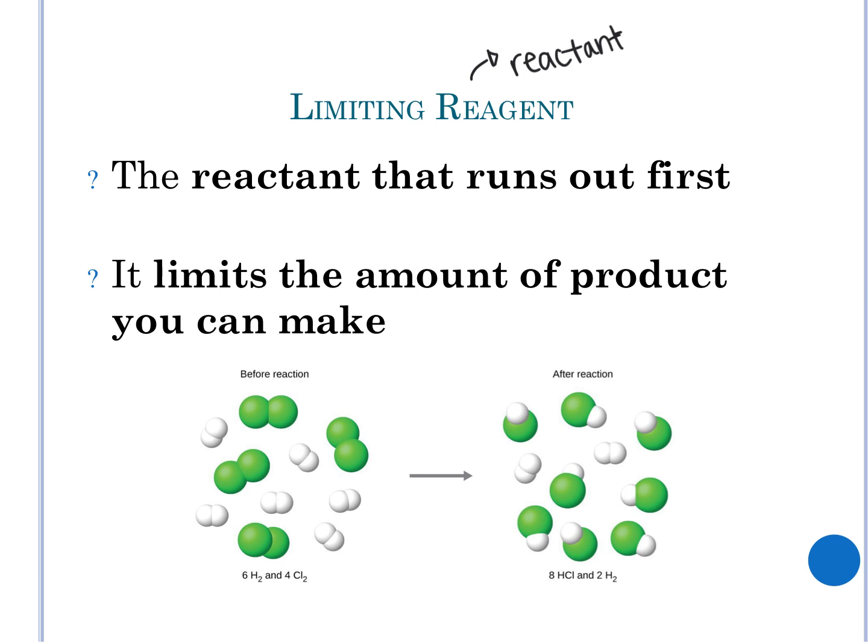The reason why we call it limiting is because it limits the amount of product that you can make. Once you run out of that reactant, the reaction stops, right? You can make no more product after that.